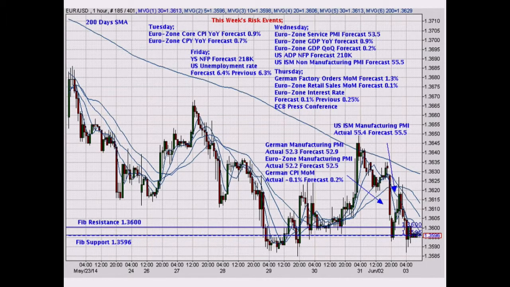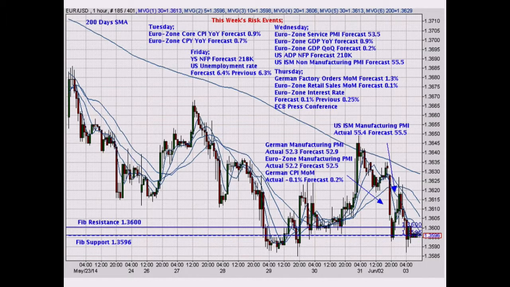Analysis of a collection of technical indicators on the hourly time interval on the euro-dollar cross is suggestive of a temporary bearish market sentiment and recommends short positions on the euro. The euro-dollar cross opened today's Sydney trading session 1 pip below the established Fibonacci support at 1.3596, while the Fibonacci resistance is set at 1.3600.